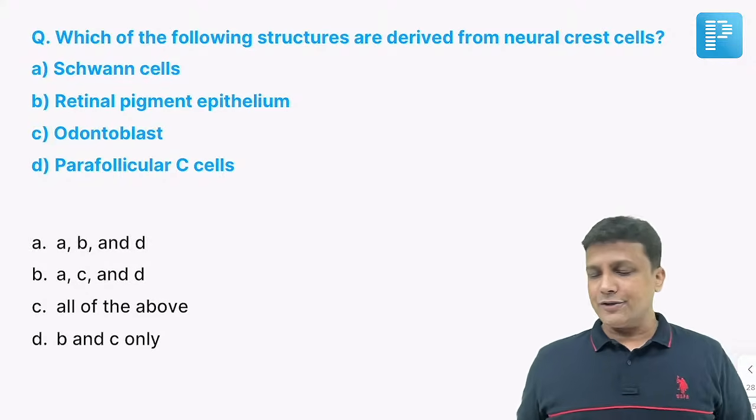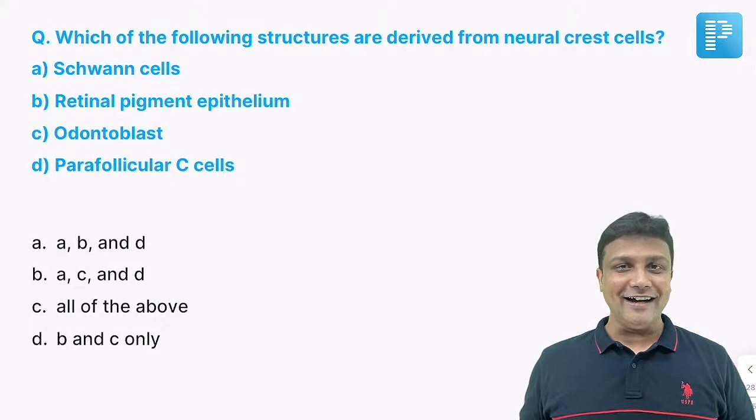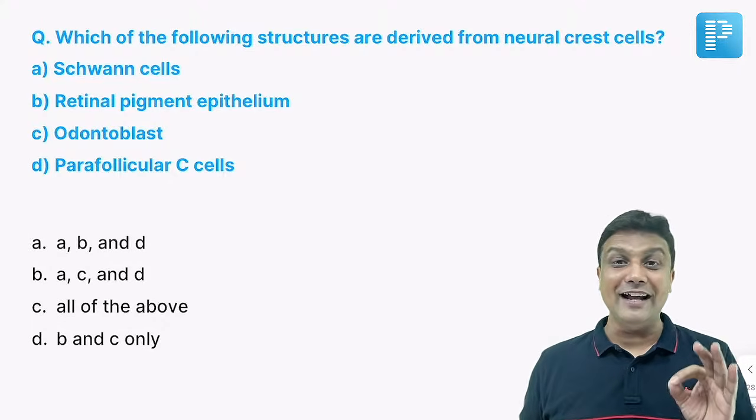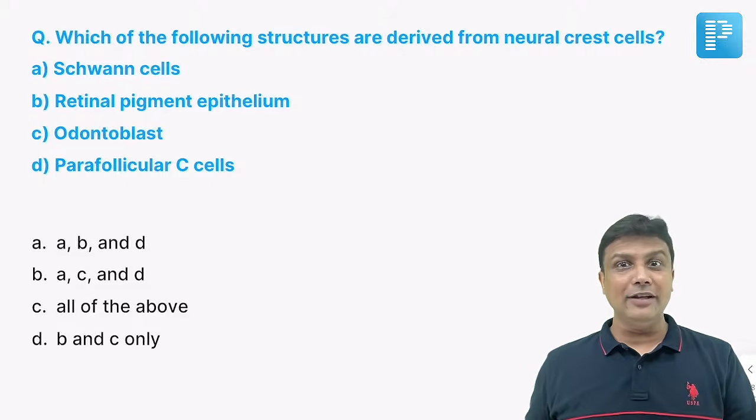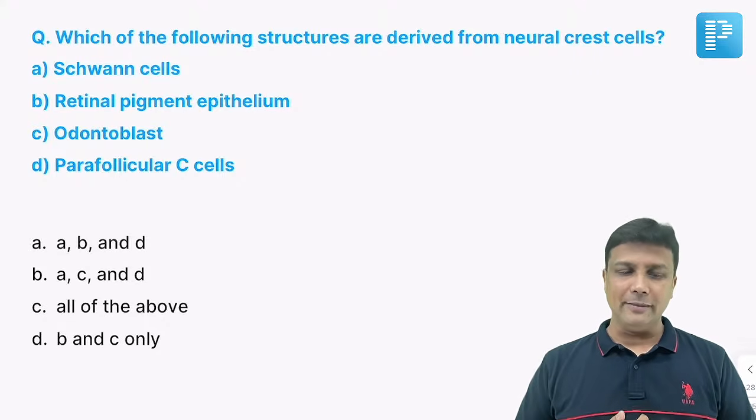Which of the following structures are derived from the neural crest cells? Another hot favorite concept of the INI-CET examiner. I hope you remember they have asked about the parafollicular cells development. They've even asked about the conotruncal septum in that one. So many times the questions will be coming from here, sir.